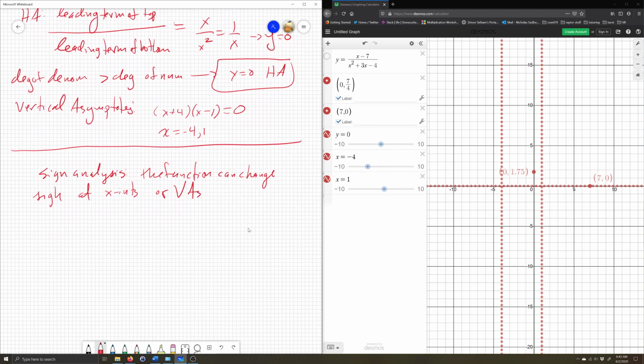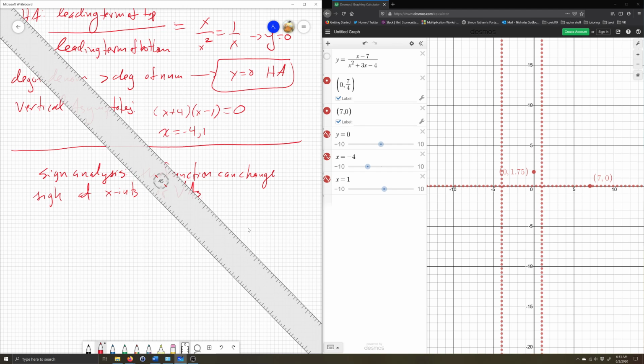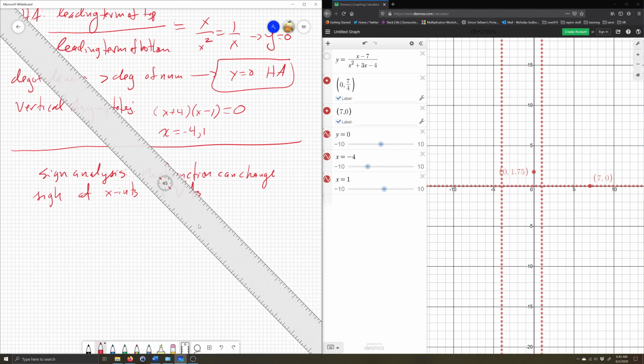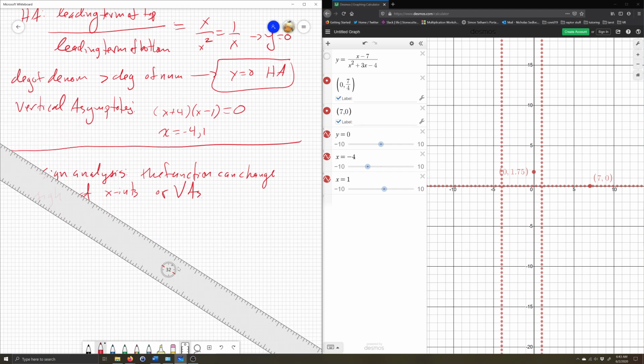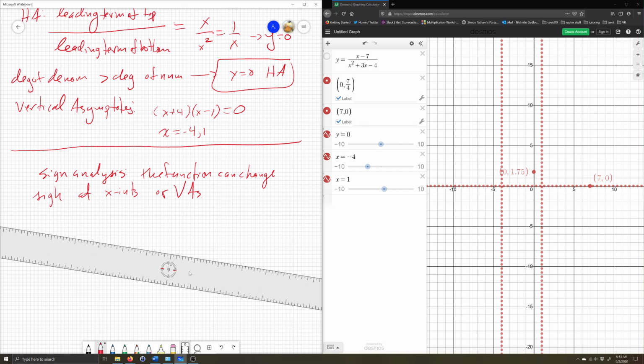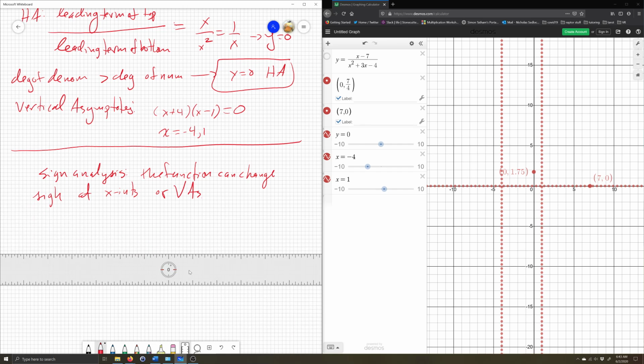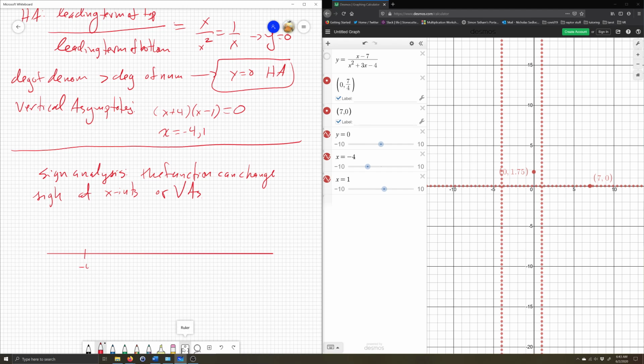And so I'm going to draw a number line. I wish that was a straight line. This is probably overkill, but I don't care. At, let's see, so negative 4, 1, and 7.